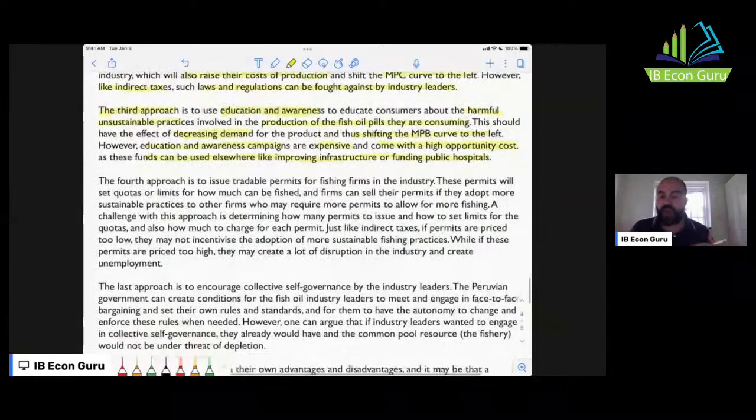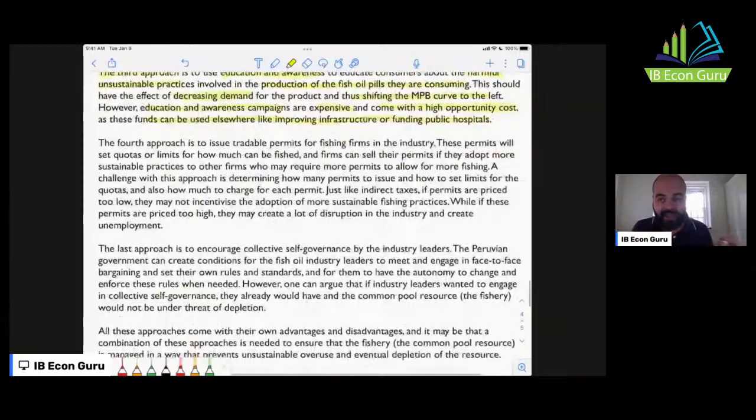I added 2 more paragraphs just because I had the time and I might as well use it as an opportunity to review common pool resources. The fourth approach is to issue tradable permits for fishing firms in the industry. These permits will set quotas or limits for how much can be fished, and firms can sell their permits if they adopt more sustainable practices to other firms who may require more permits to allow for more fishing.